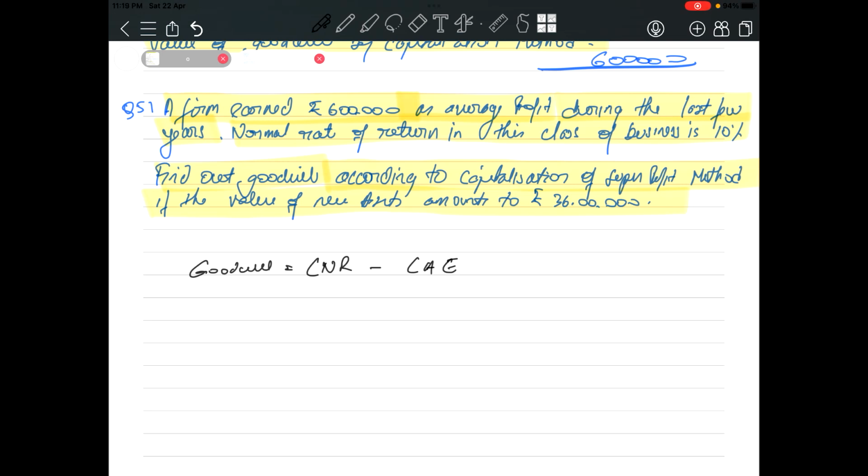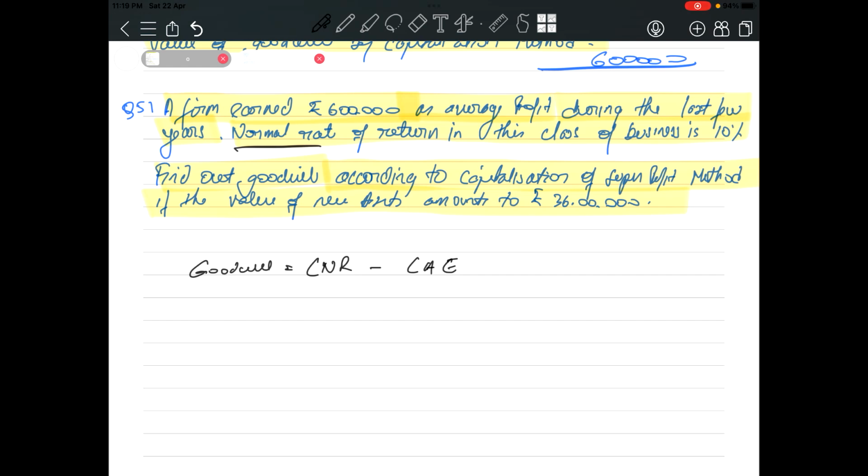The question has given us the profit of 6 lakhs, and the rate has been given. Now we can find out capital normally required, right? The normal rate is 10%. Then we'll have to find out the value of capital for our business.